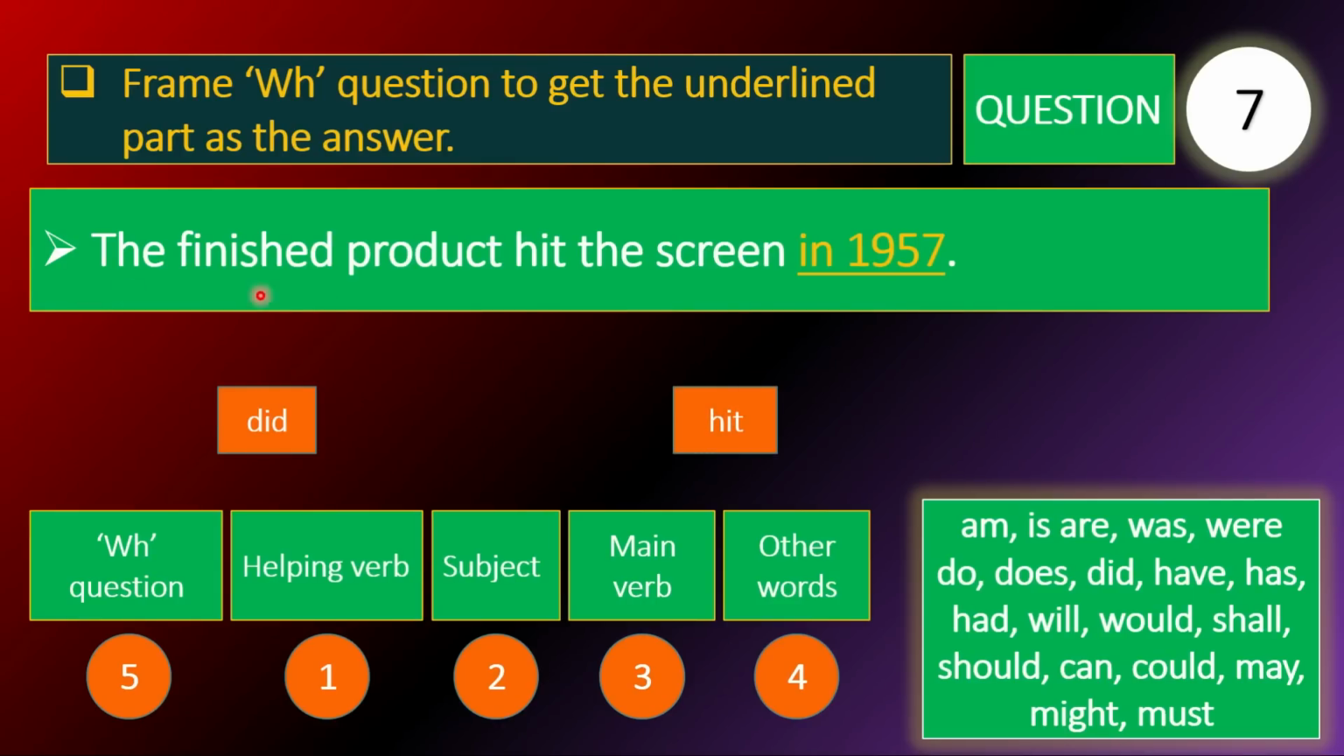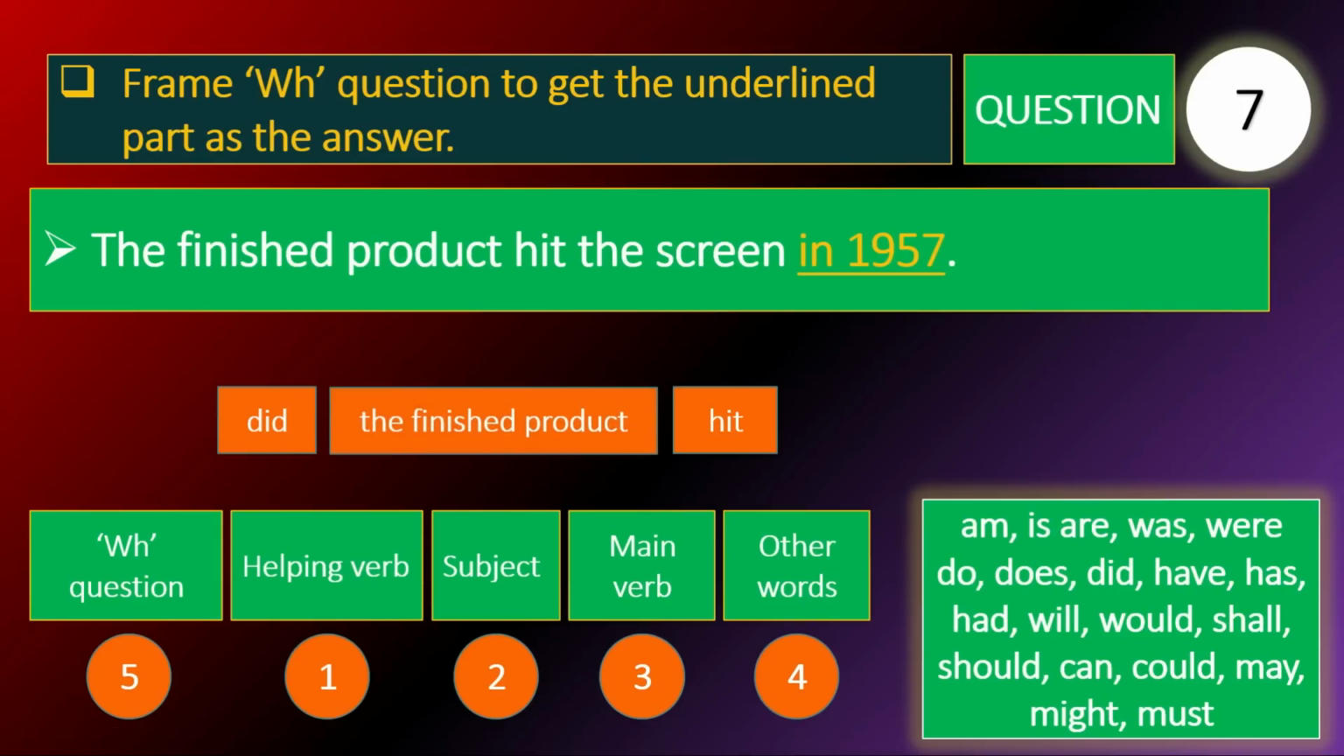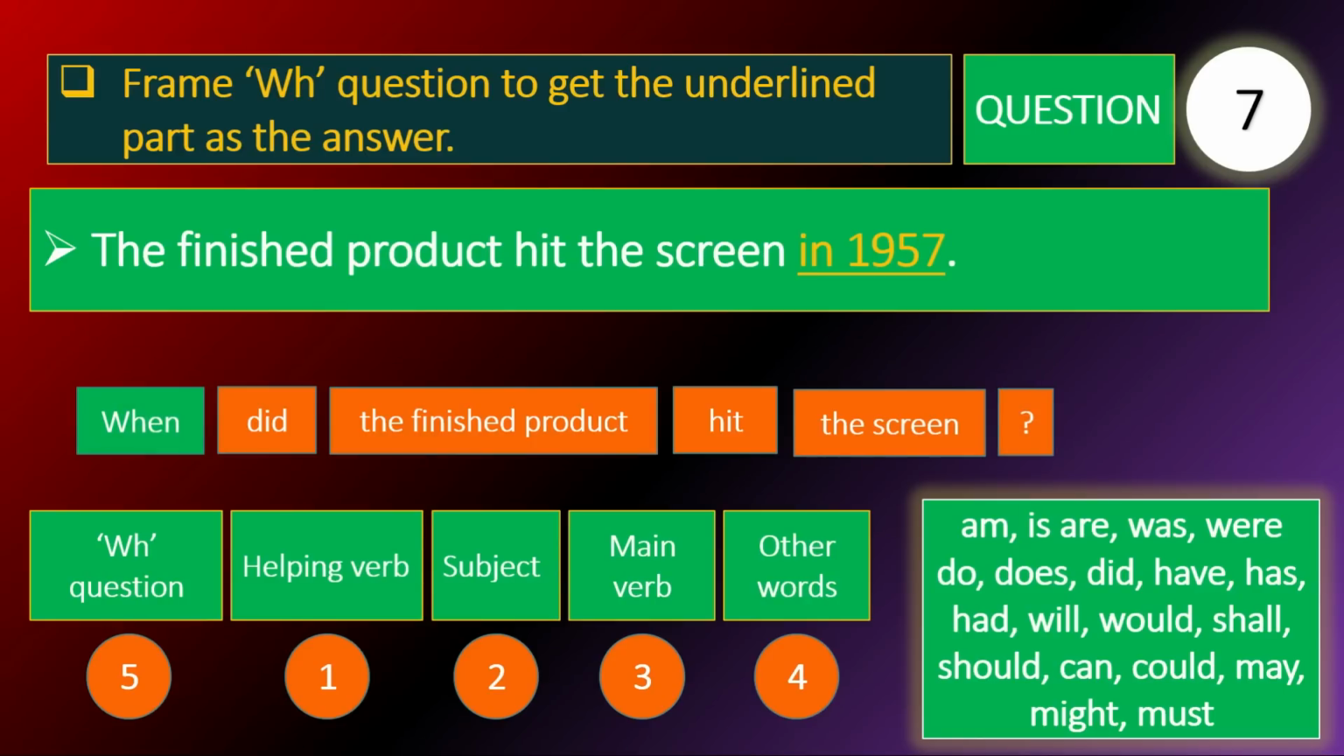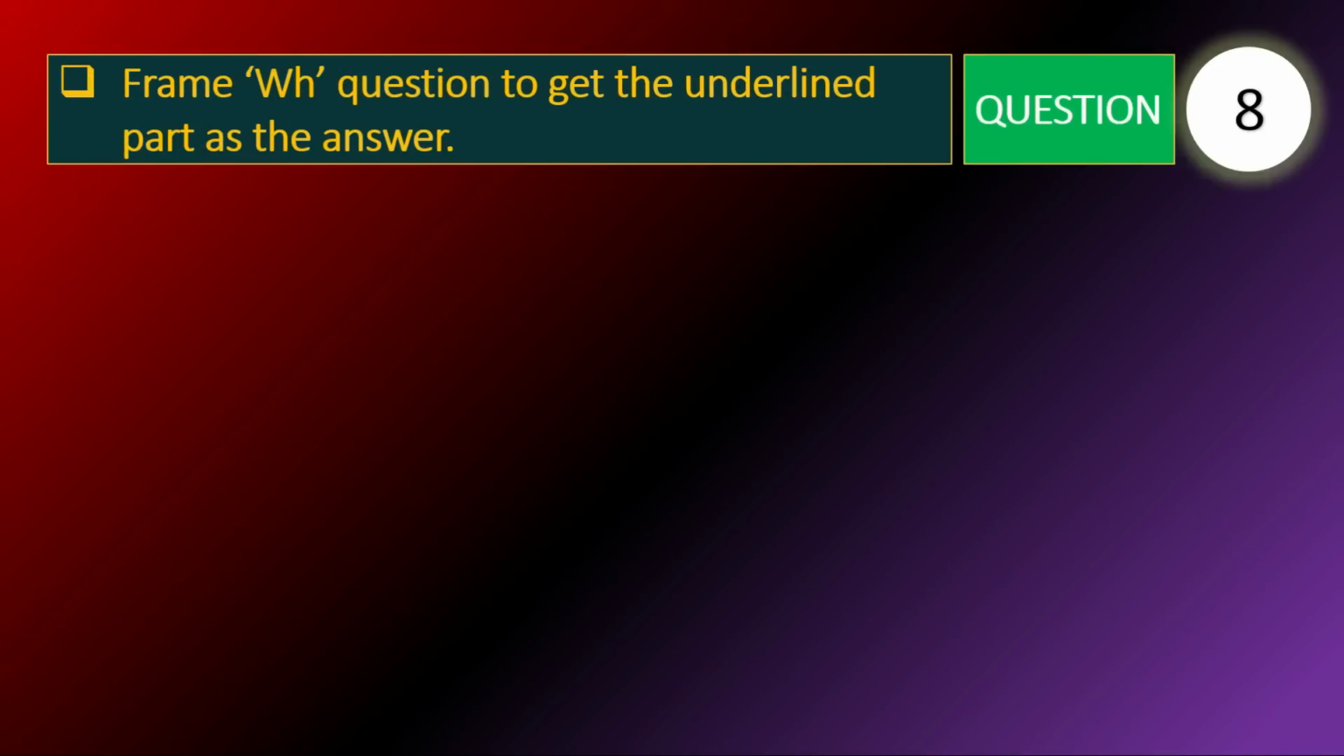Did hit. What is the subject here? The finished product. So you put that here between them. Did the finished product hit the screen? Now you put the question word at the beginning. When did the finished product hit the screen? The answer is in 1957. Let's look at number 8.